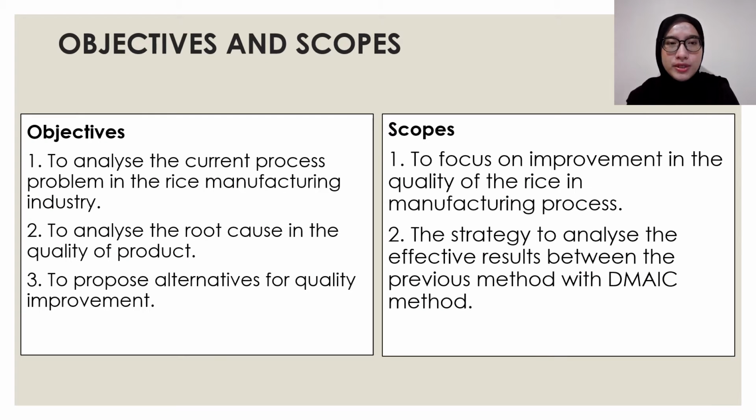The objective of this project is number 1, to analyze the current process problem in the rice manufacturing industry. Number 2 is to analyze the root cause in the quality of product. And number 3 is to propose alternatives for quality improvement. The scope is to focus on improvement in the quality of the rice in the manufacturing process and the strategy to analyze the effective result between the previous method with the DMAIC method.